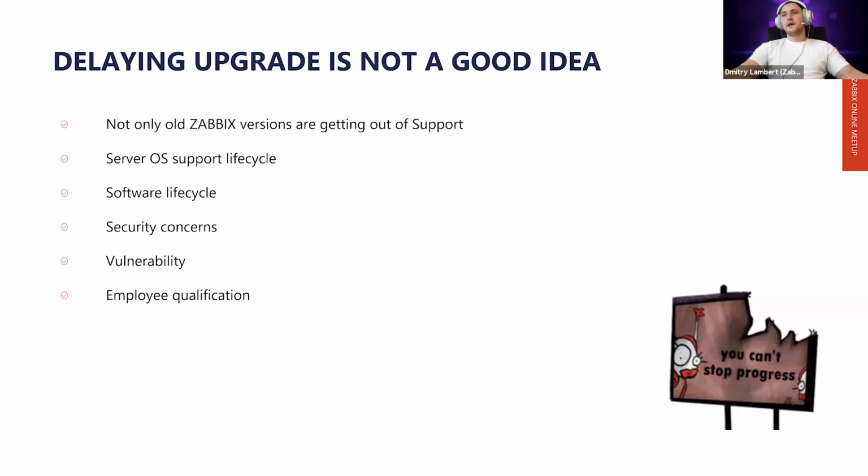Delaying upgrades is not a good idea. Not only are the Zabbix versions getting out of support, but also the server operating system lifecycle and software lifecycle, like Apache, PHP, and security concerns. If you are still running CentOS 6 with some very old PHP versions and Apache as a web engine, there are definitely a lot of already known security vulnerabilities that might be dangerous for your environment. And it's really better to upgrade.